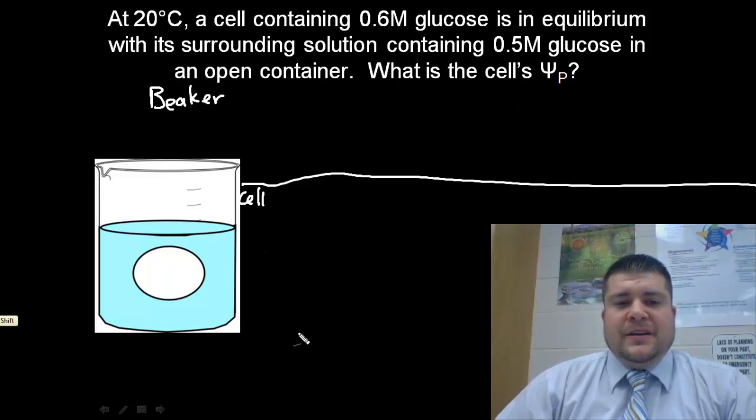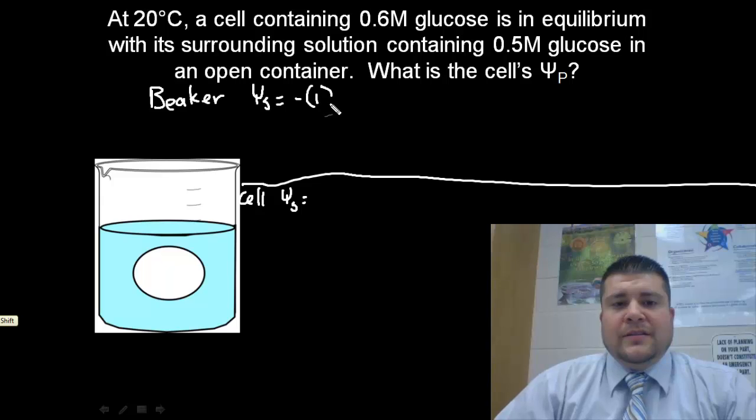So I'm going to leave this open because it's going to be a little bit more work. So let's look at the psi s of the beaker and the psi s of the cell. Well, we know that they're both containing glucose, so that's going to be a negative 1. And that's going to be the same for both of them because they're both dealing with glucose. Our concentration, though, is a little bit different. Inside the beaker, in an open container, it's 0.5 moles. And in here, it's 0.6 moles.